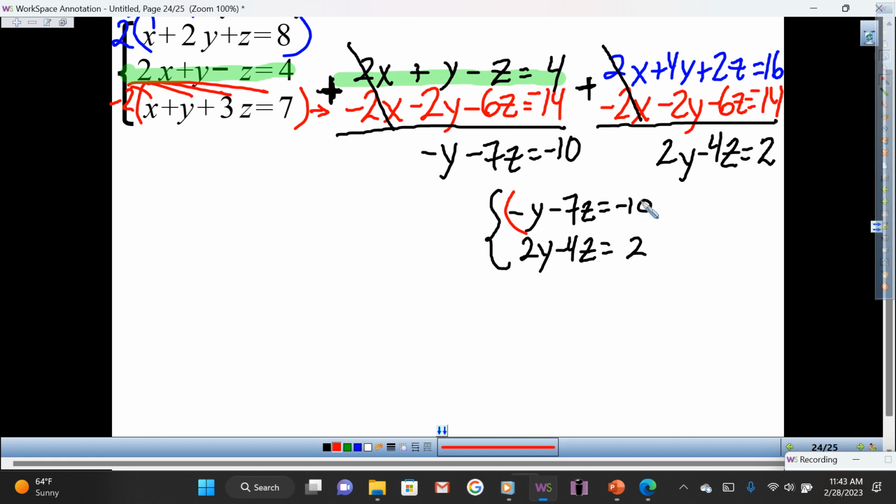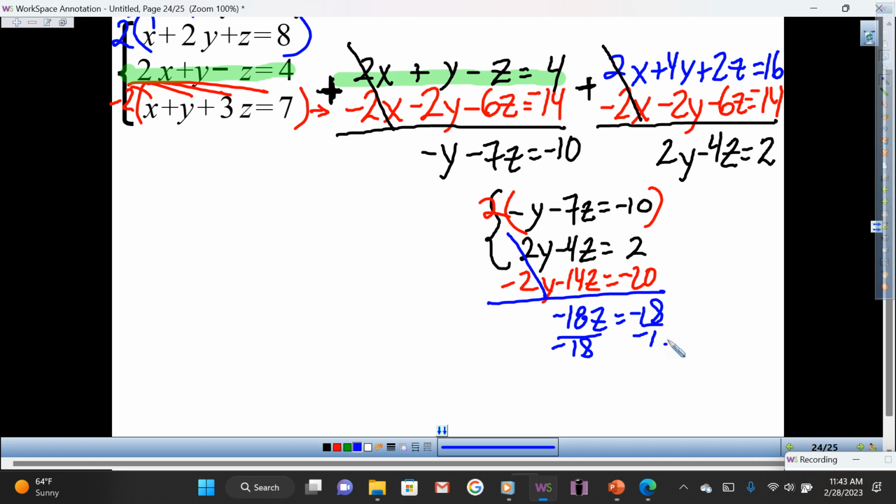Multiply the top one by 2. That is correct. So that gives me negative 2y, negative 14z, and negative 20. Okay. So this cancels. We're left with negative 18z equals negative 18. Let's solve. Negative 18, divide both sides. Z equals 1.